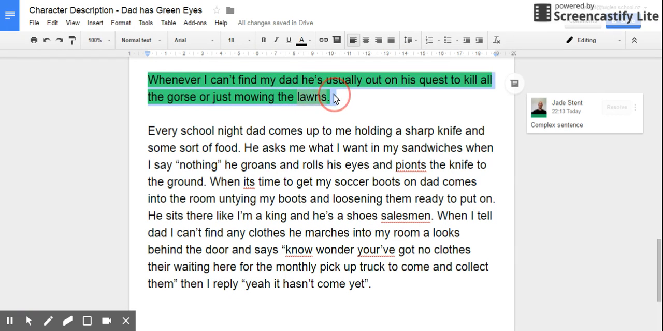My next one is a complex sentence, and this is a complex sentence here. Whenever I can't find my dad, he's usually out on his quest to kill all the gorse or just mowing the lawns. Okay, so it's a complex because I've got one idea, and then I've added on just mowing the lawns, and just mowing the lawns doesn't make sense by itself, so that's a dependent clause because it needs the first part of the sentence to make sense.